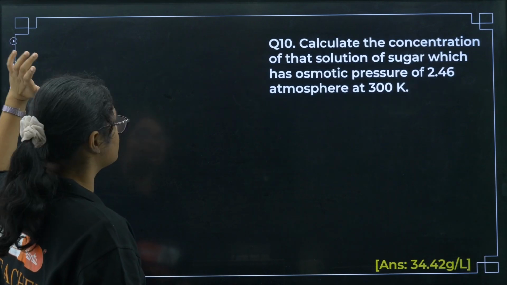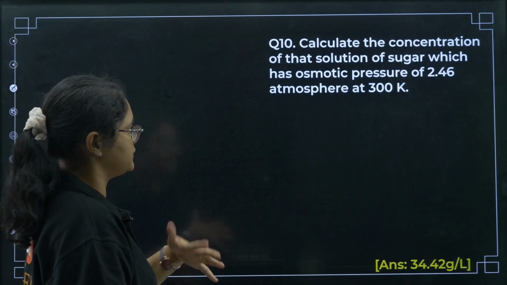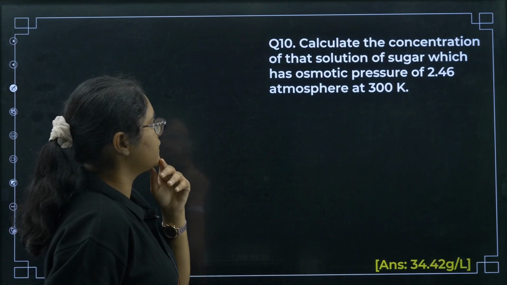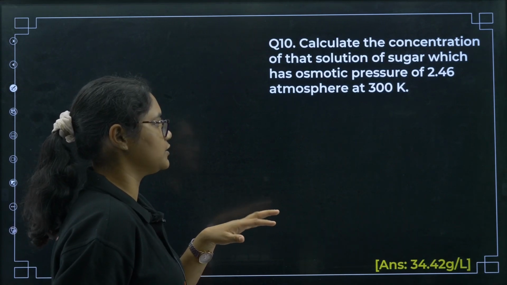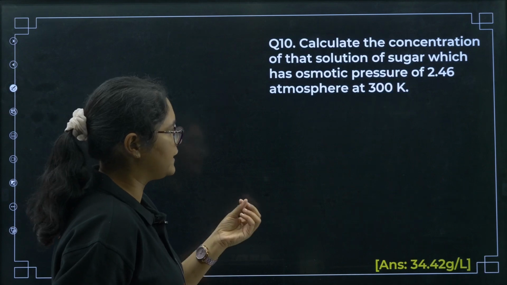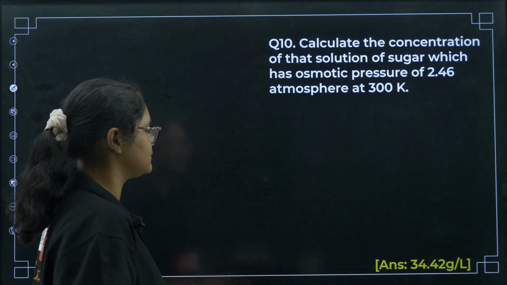Next, moving to question number 10. Okay, so the answer is not hidden here. Calculate the concentration of that solution of sugar which has an osmotic pressure of 2.46 atm at 300 Kelvin. This is a very simple question.